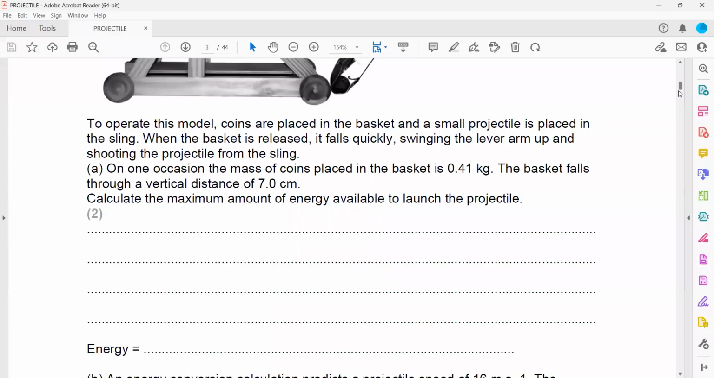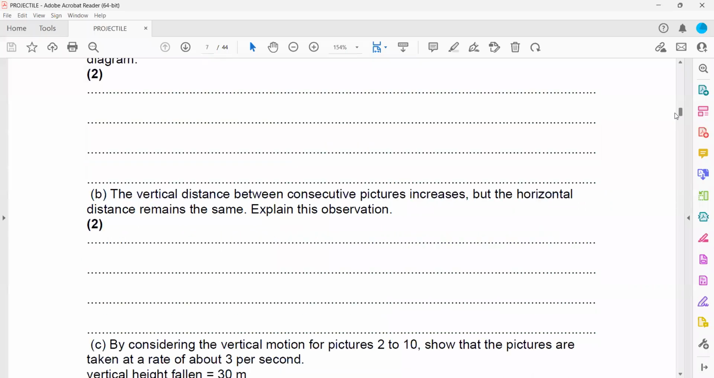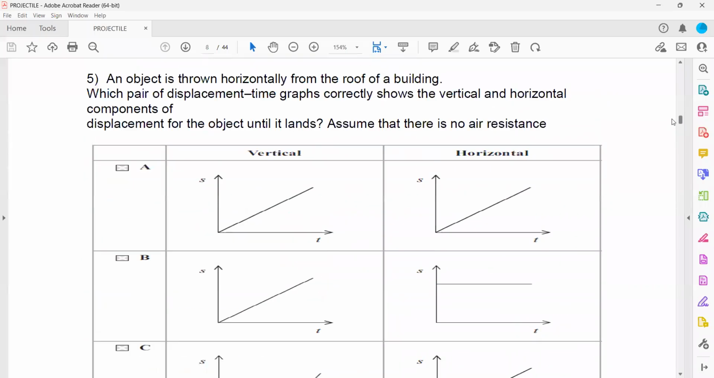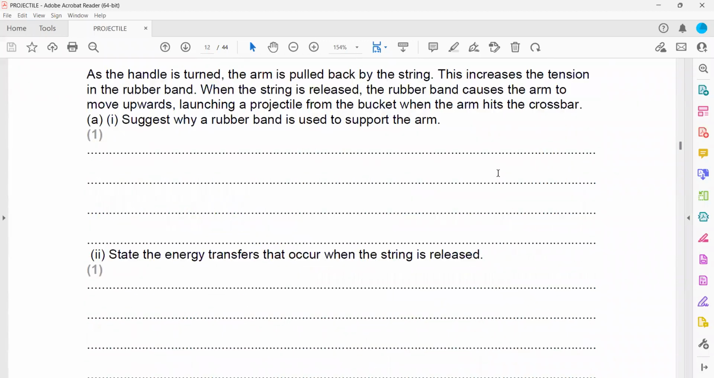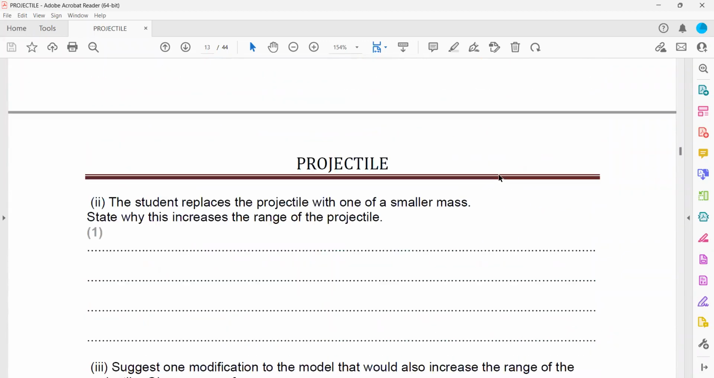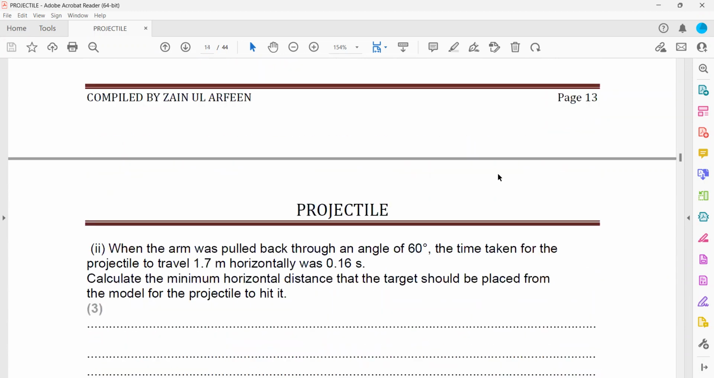So projectile motions. The first 10 questions, as I mentioned, I have already recorded, so I will solve from 11 and onward.